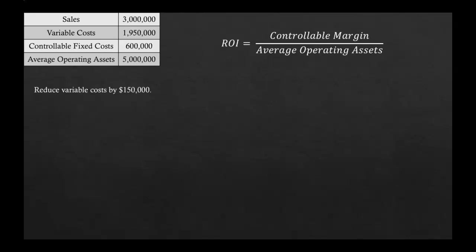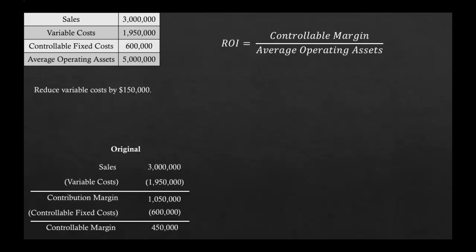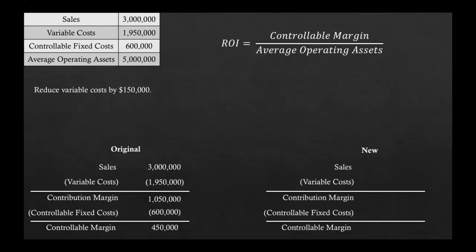The second alternative for us is to reduce your variable costs by $150,000. Well, we have our original information again over in the bottom left, and our new information in the bottom right. The only change that's happening is reducing your variable costs. So your sales, that remains at the 3 million. Your variable, this is what's going to change. It was 1,950,000. It's reducing by 150. So we get a new variable cost amount of 1,800,000.